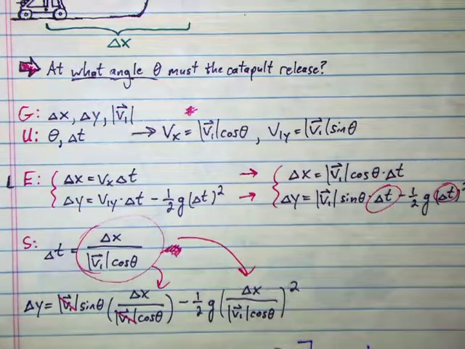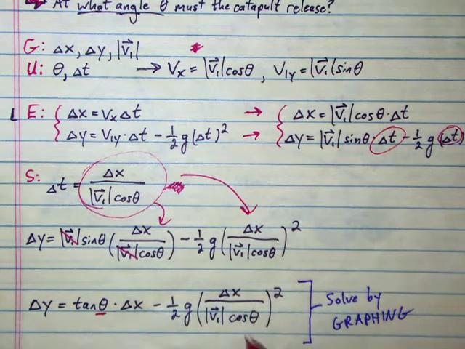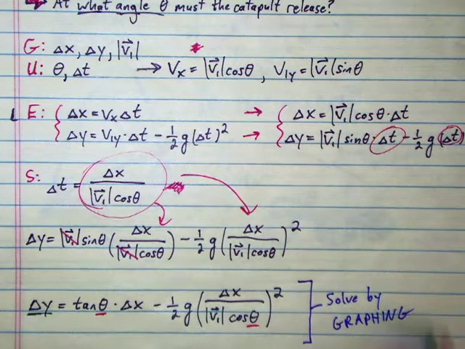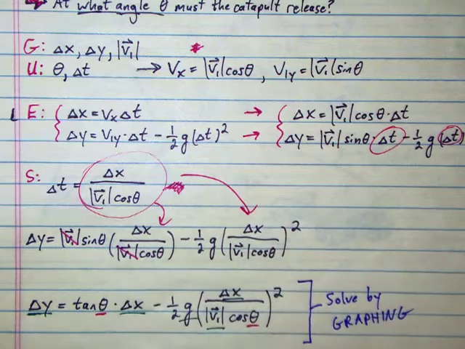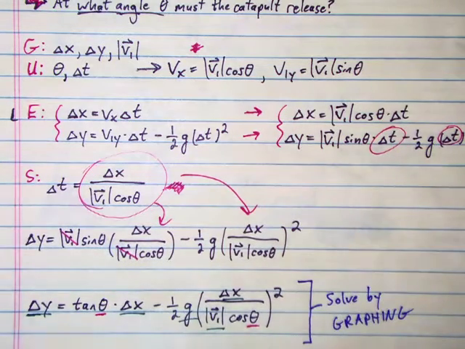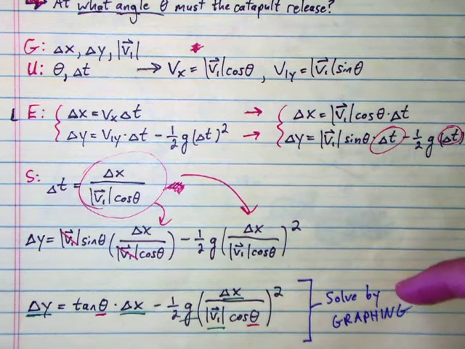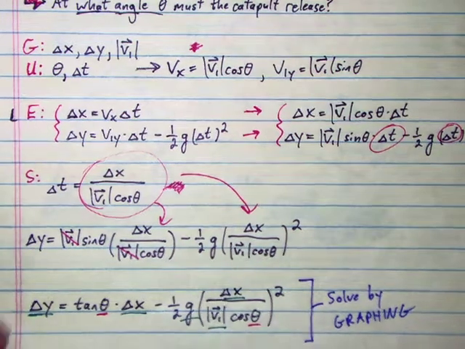So sine over cosine becomes tangent theta, and I can rewrite this as delta y equals tangent of theta times delta x minus 1/2 g, and then this expression here. So there's our unknown theta, there's our unknown theta, but the rest of this information is known to us. We know delta y and delta x, we know the launch speed, we know delta x, and of course we know what g is. So we've got an equation in terms of theta here that can be solved by graphing. What you want to do is put this into your calculator and solve it by graphing. Let me recommend a method of doing that.